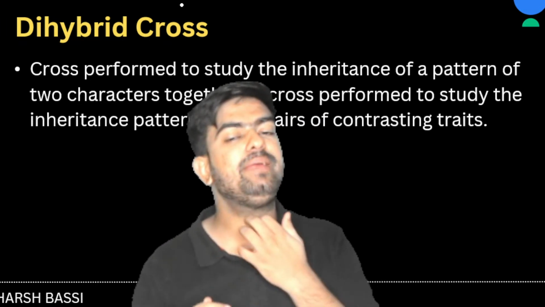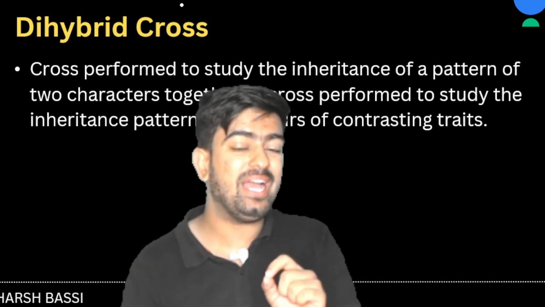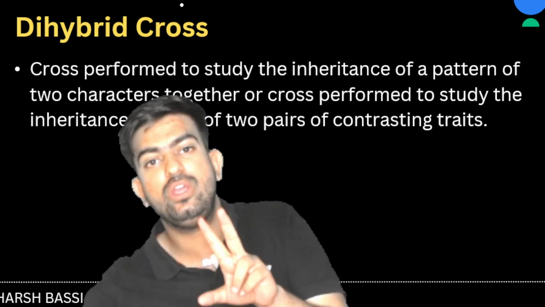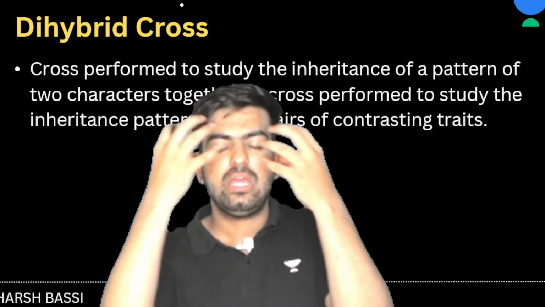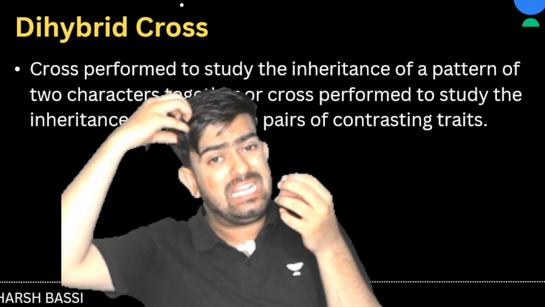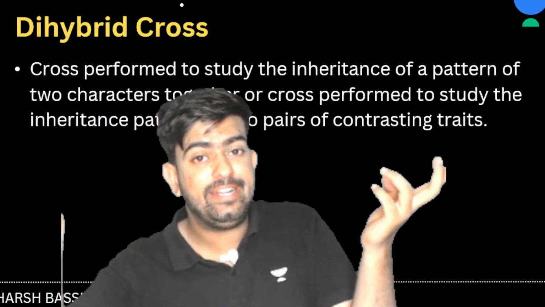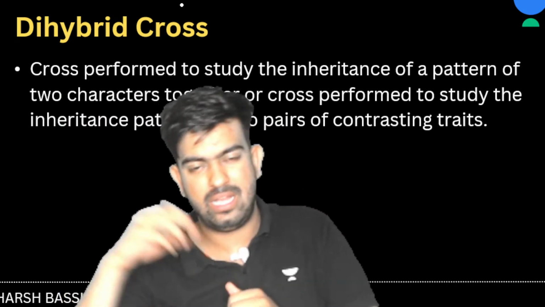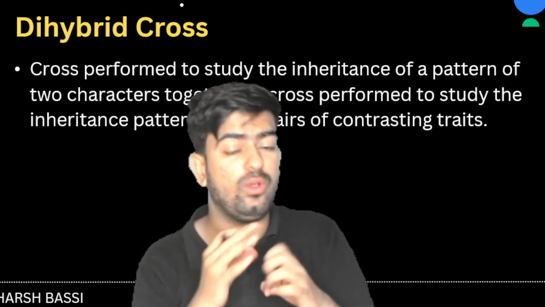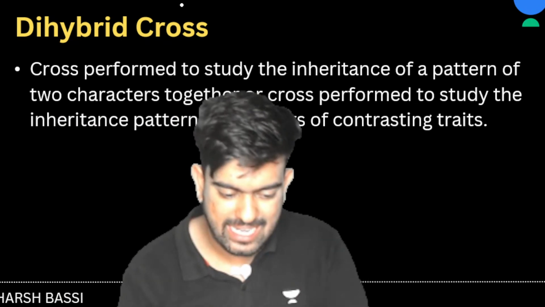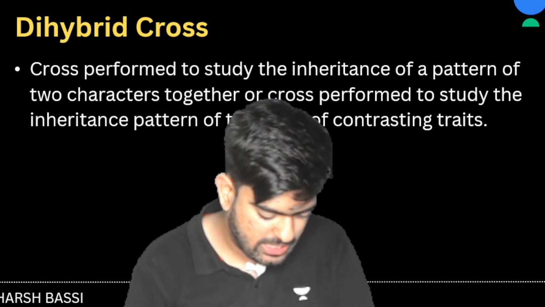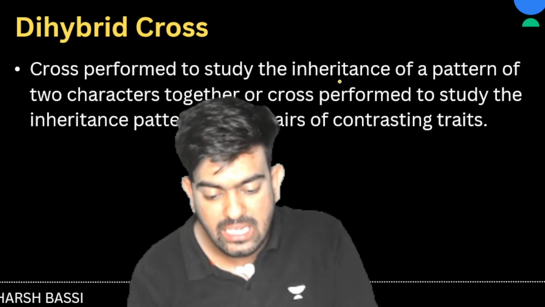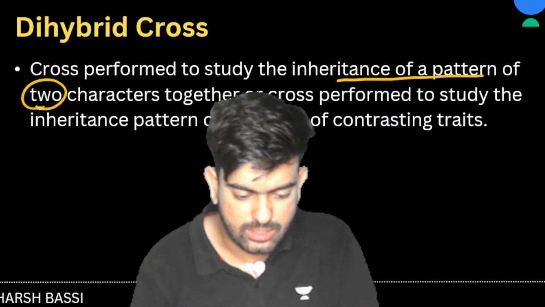dihybrid cross. A dihybrid cross is the cross in which we are studying 2 characters, like how 2 characters move into the offspring. Let's suppose I want to see whether my eye color and my hair color are related or not, and how both of them go into the offspring. If you have to study this, we will be performing a dihybrid cross. So a dihybrid cross is basically the cross performed to study the inheritance pattern of 2 characters.